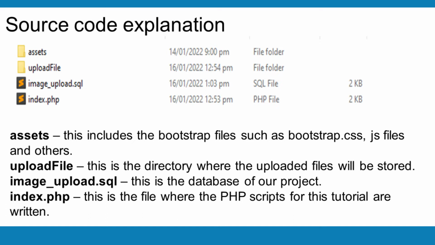File and folder components of the tutorial are the following. Assets: this includes the bootstrap files such as bootstrap CSS, JS files and others. Upload file: this is the directory where the uploaded files will be stored. image_upload.sql: this is the database of our project. And index.php: this is the file where the PHP scripts for this tutorial are written.